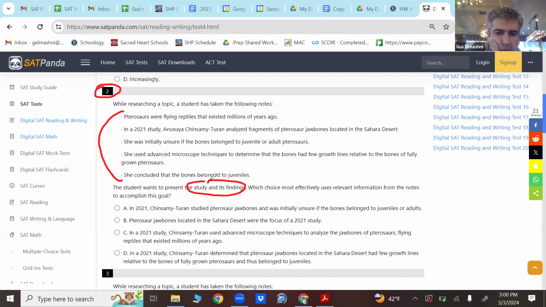You want to make sure the findings are presented, which is basically the bones belong to juveniles. And the study is that they found these jawbones and they wanted to investigate it. So would it be D then? Yeah, totally. 100%.